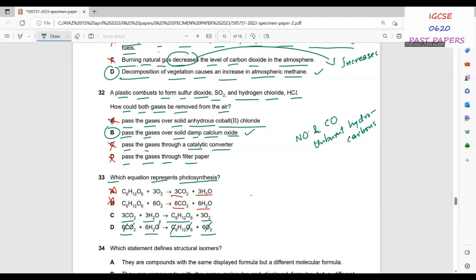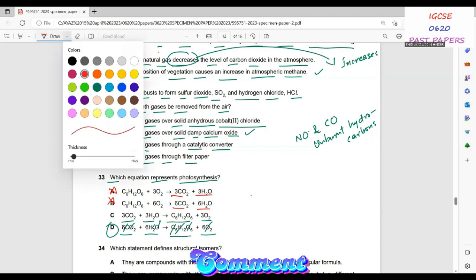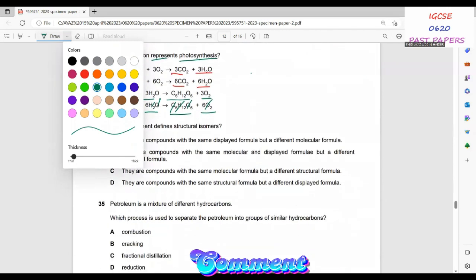What about hydrogen? 6 multiplied by 2 gives 12. So on the product side, it's 12. So hydrogen is balanced on the reactant and the product side. So only D will be the right answer for this question.